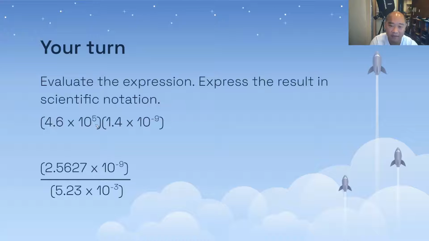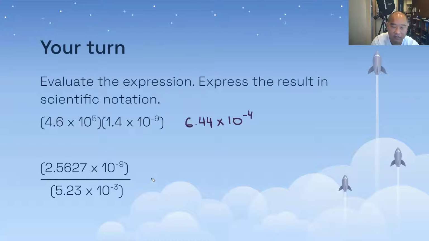Okay, welcome back. Here we have 4.6 times 1.4. Let me do that by calculator. Calculator, save me. 4.6 times 1.4 is 6.44 times 10 to the 5 plus negative 9, which is negative 4.